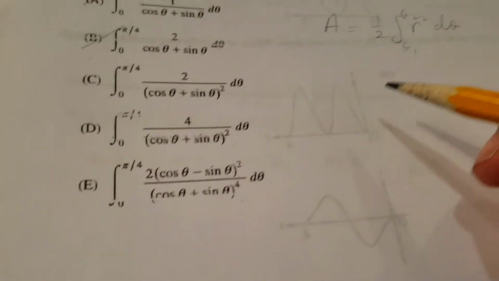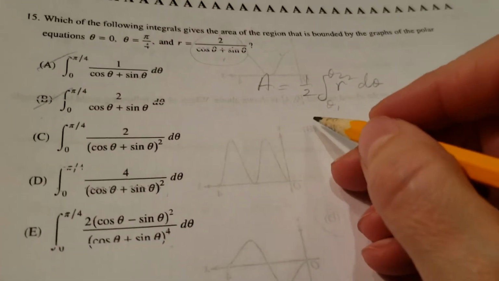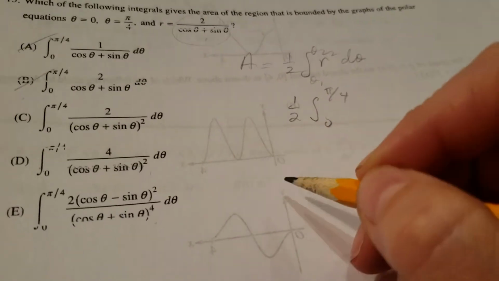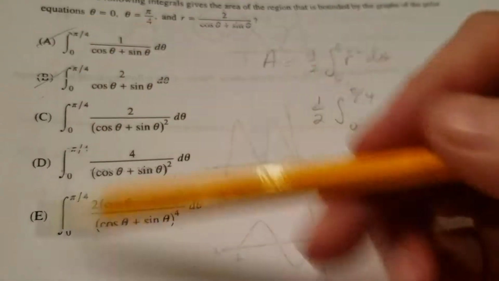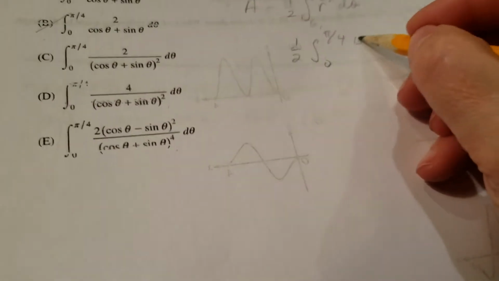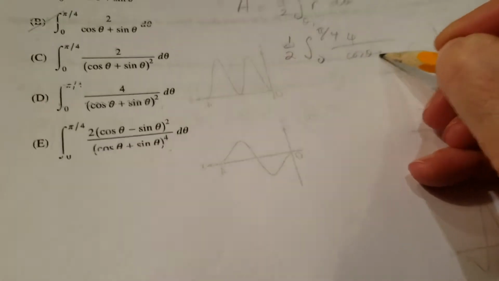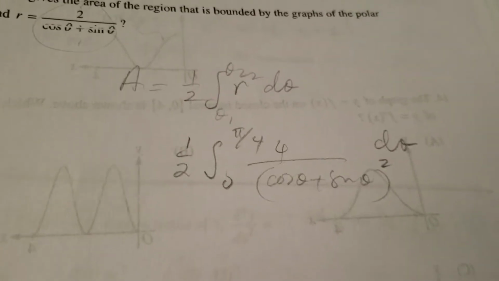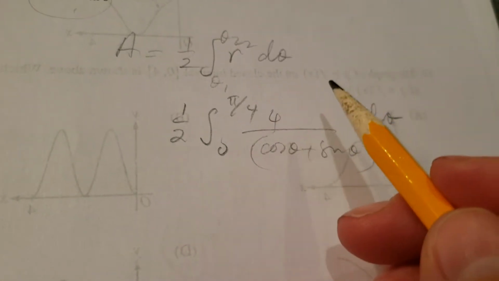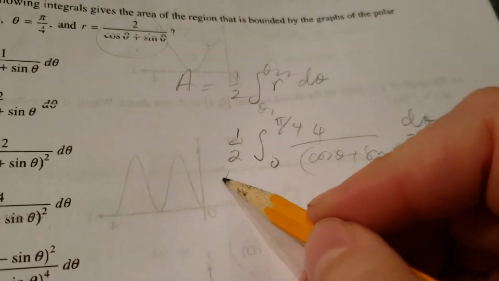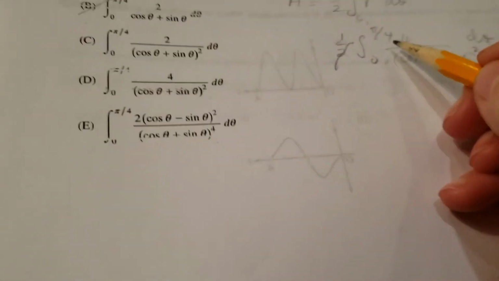Okay, so then this would become 1/2 integral from 0 to pi over 4. That doesn't matter. The limits don't matter because they're all the same for all the choices, so that's not going to change anything. And then when you square that, you get 4 over cos theta plus sine theta squared d theta. All right, and the half and the 4 cancel out. That's why none of the choices have a half. So it's choice C.